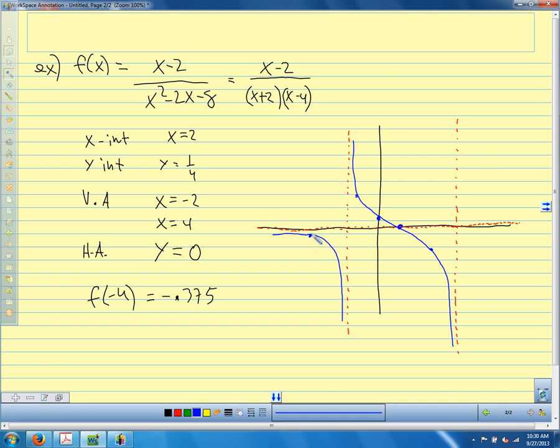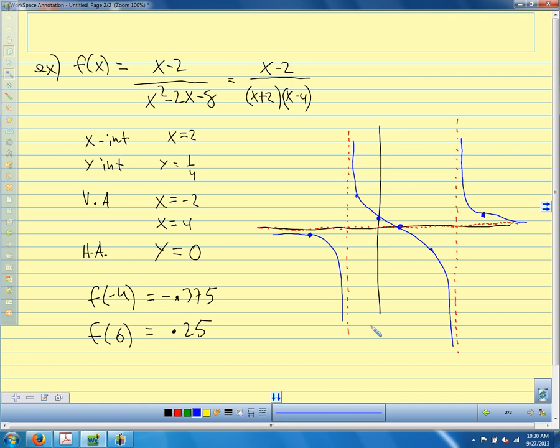So my point that I plotted is something like that. And then on this side I need to decide, is it positive or negative? I know it can't cross the axis, so I'm going to plug in f of 6. Pick easy numbers to calculate, and I get 0.25 when I calculate that out. So we're up here. So that tells me my graph does this. And my point's approximately here. So that's a rough graph of my rational function.